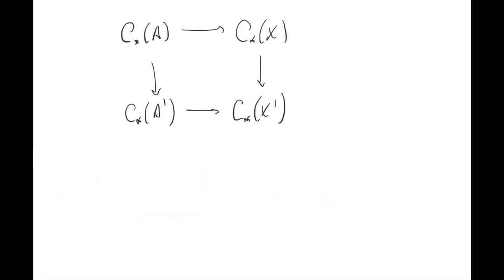Now, in the case of the second problem of your homework, this square will not be commutative, because these maps still should be obtained from the same maps. I mean, vertical maps should be two parts of the same map. Okay.